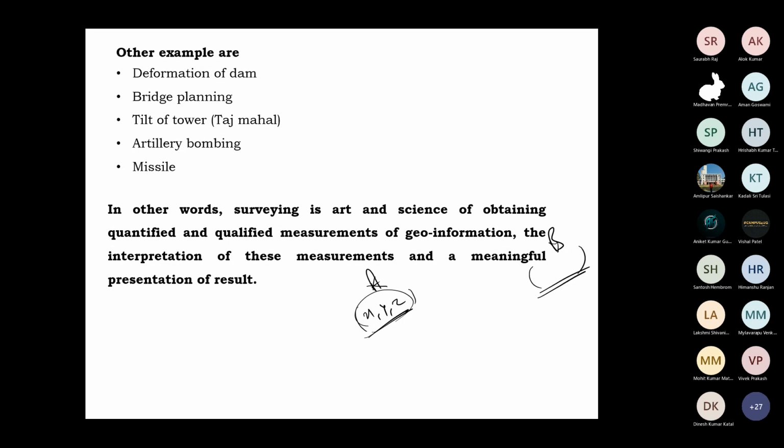So art, science, you can say technique, of obtaining quantified and qualified measurement of geoinformation, then the interpretation of these measurements, you will use this data for our objective. If you know the topography of any area, I can use it with the numbers, as we saw in the previous examples. The interpretation of these measurements and a meaningful presentation of a result, so that we can use it for any projects.